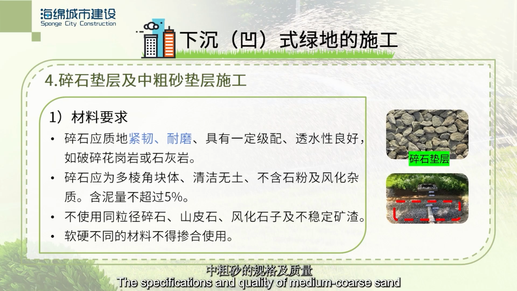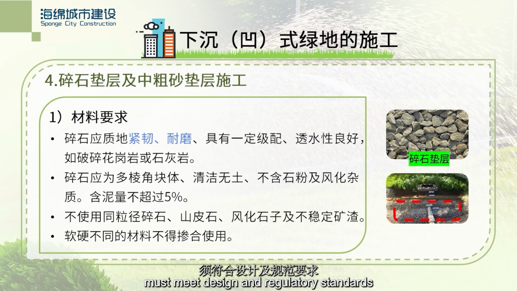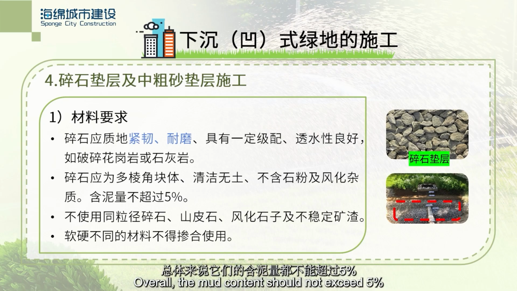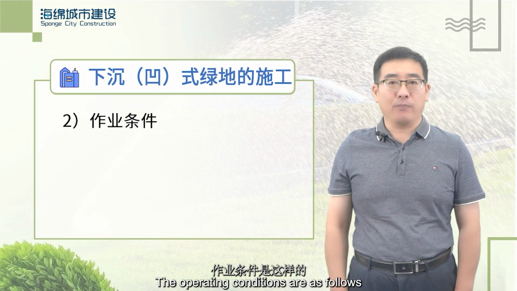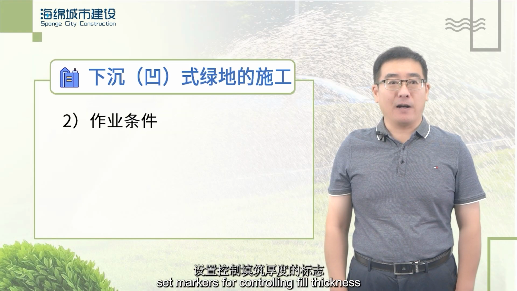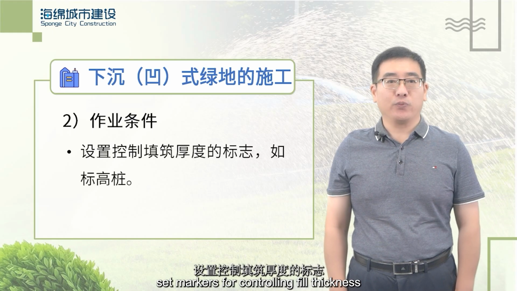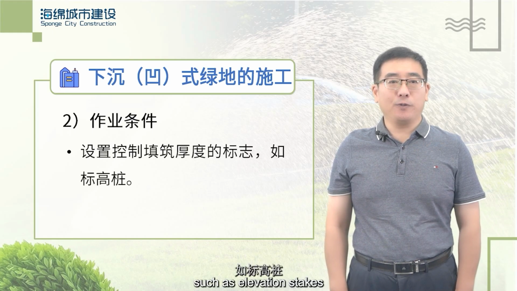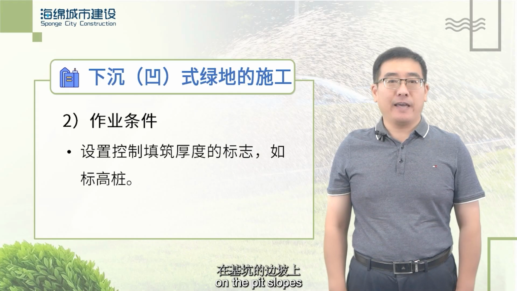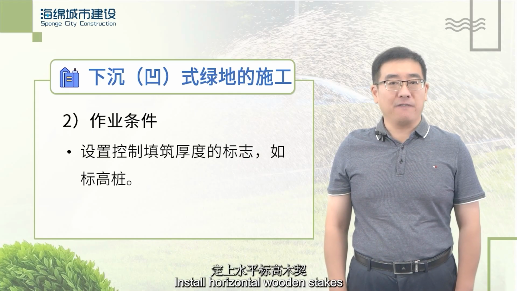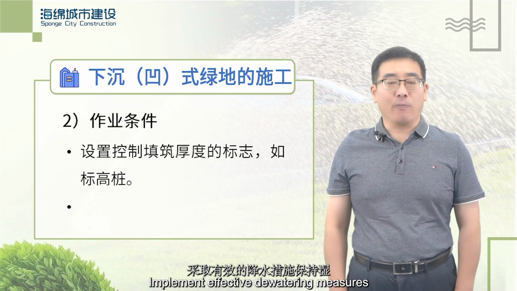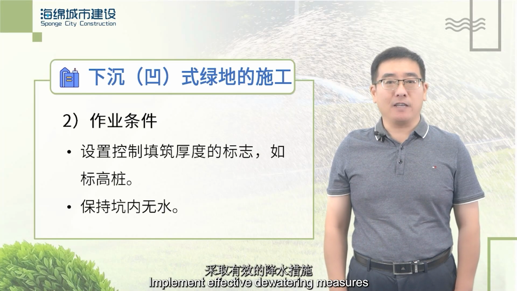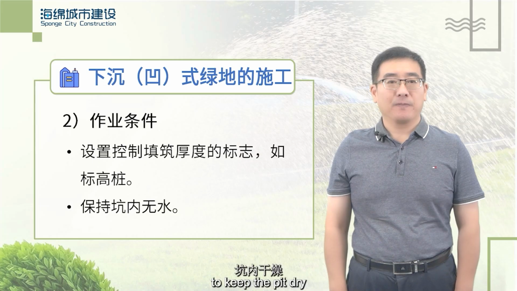The specification and quality of medium coarse sand must meet design and regulatory standards. Overall, the mud content should not exceed 5%. The operating conditions are as follows. Set markers for controlling fill thickness, such as elevation stakes. On the pit slopes, install horizontal wooden stakes to serve as elevation markers. Implement effective dewatering measures during construction to keep the pit dry.